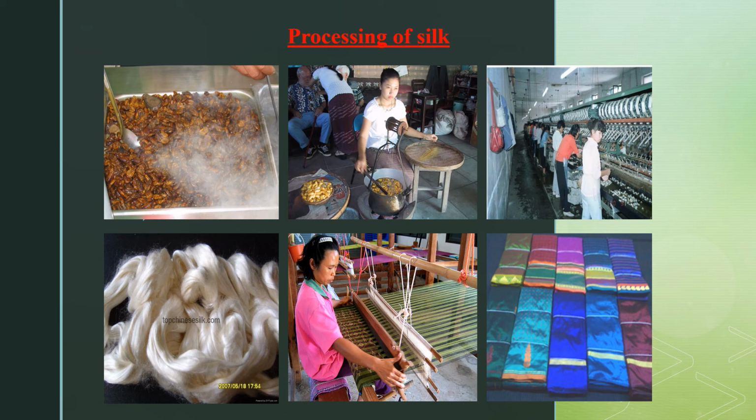Many people refuse to use silk because the process kills the silkworms, which is not something good for nature. So people refuse on this account that a silk piece of cloth is from the death of so many silkworms. So this is the processing of silk.